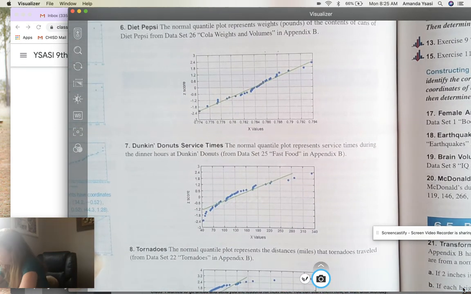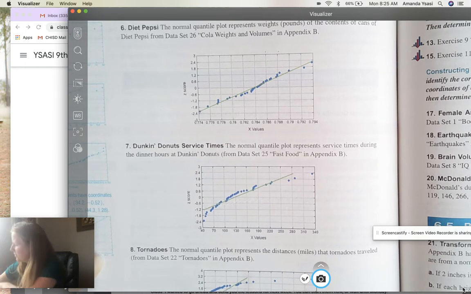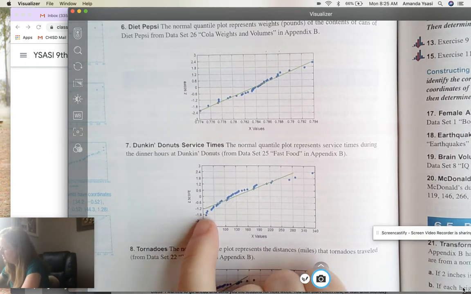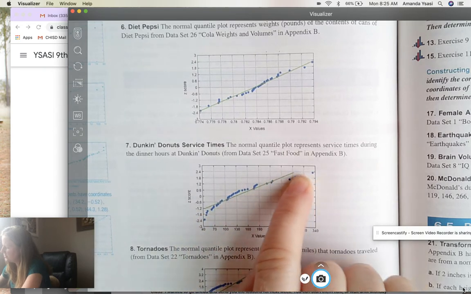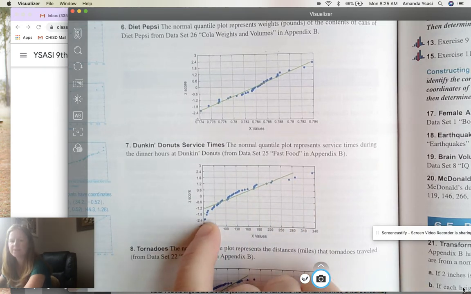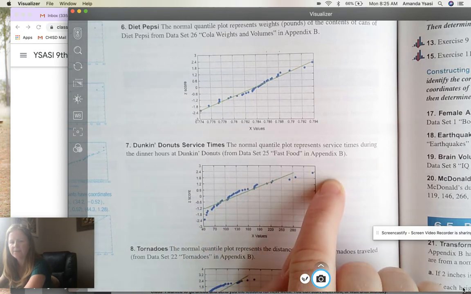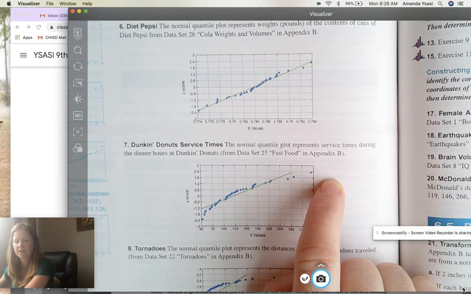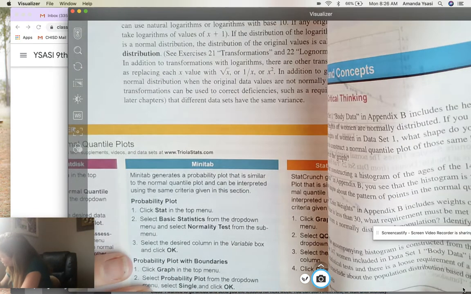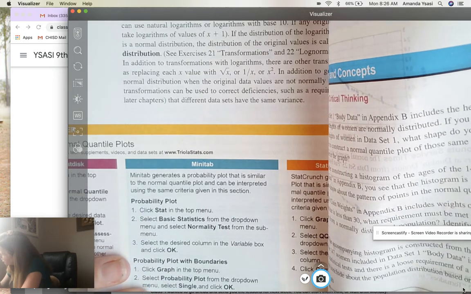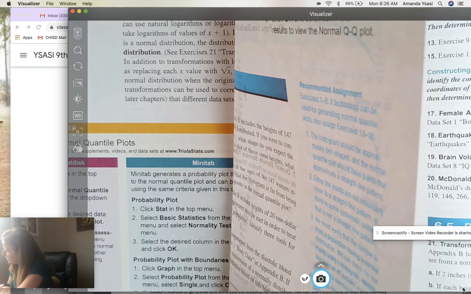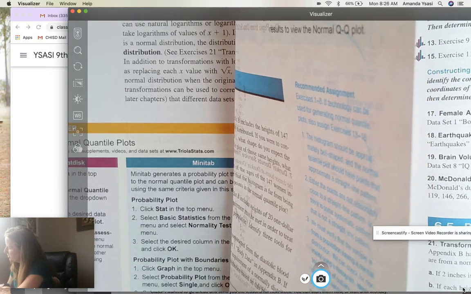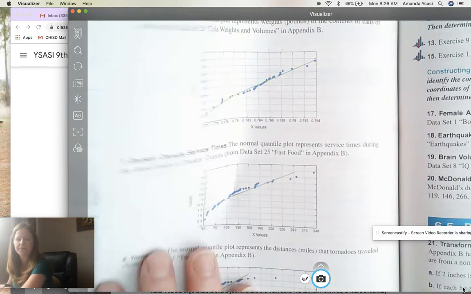Okay, now look at 7. Dunkin' Donuts service times. Ooh, I like to have some Dunkin' Donuts. So let's look at these dots. What do you notice about those? It kind of goes up and kind of flattens out, but it doesn't follow a straight line. So let's look at the answer. It says not normal. The points are not reasonably close to a straight line pattern, so it's not a straight line pattern.